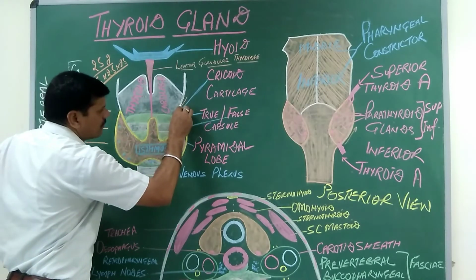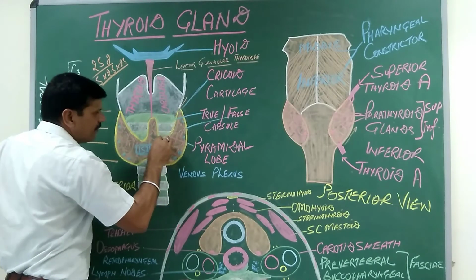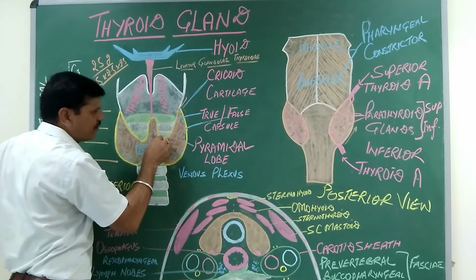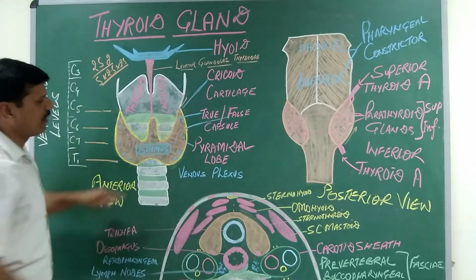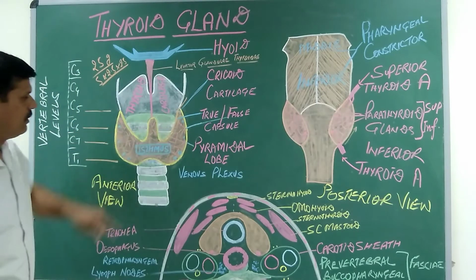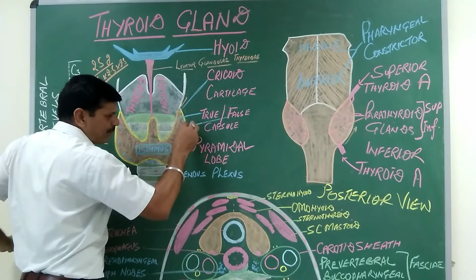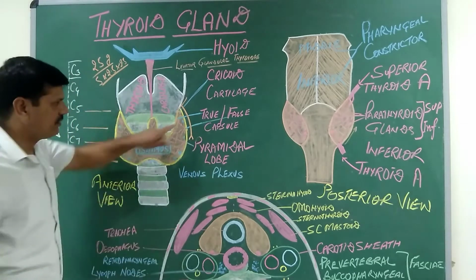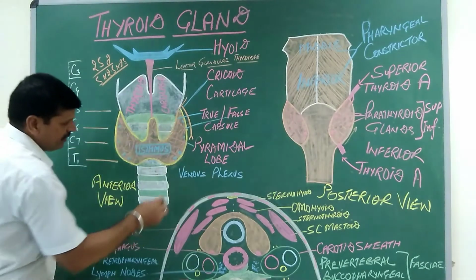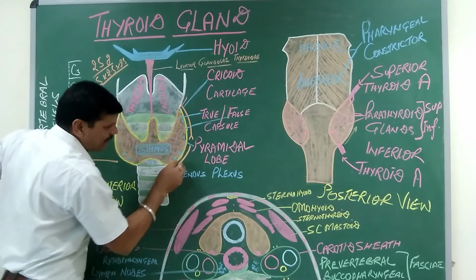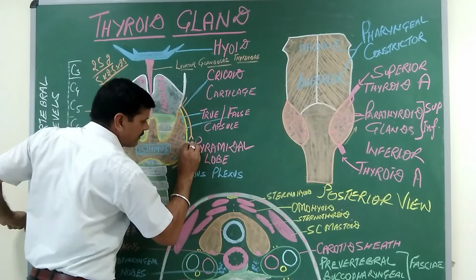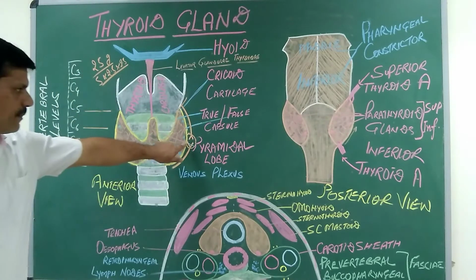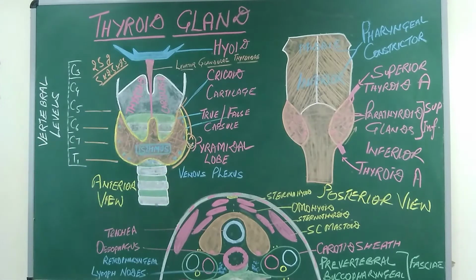Along the anterior border of each lobe lies the anterior branch of the superior thyroid artery. Along the posterior border, the posterior branch of the superior thyroid artery and the ascending branch of the inferior thyroid artery anastomose. This is the posterior border.